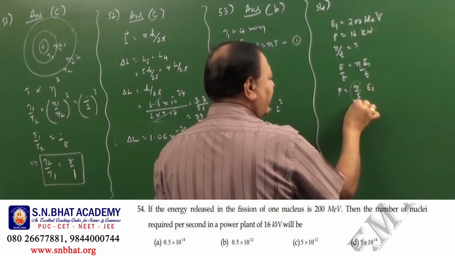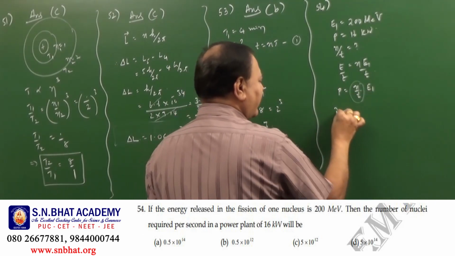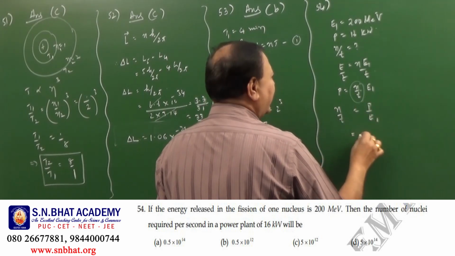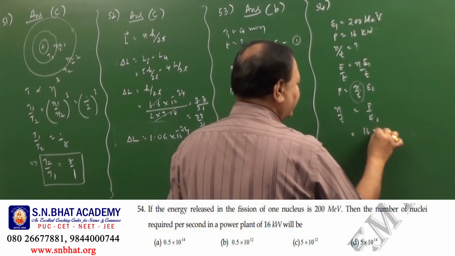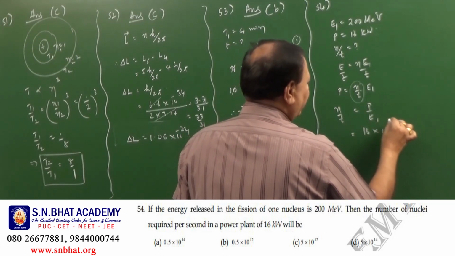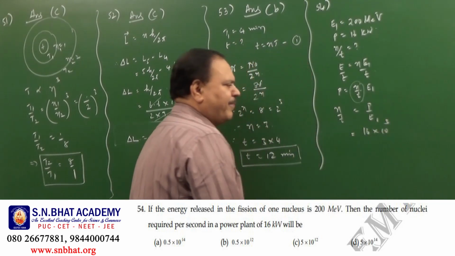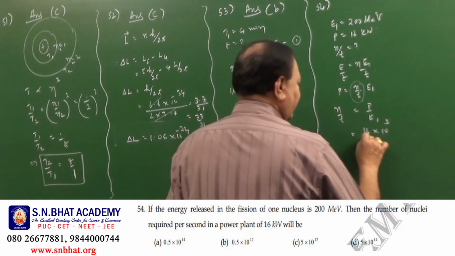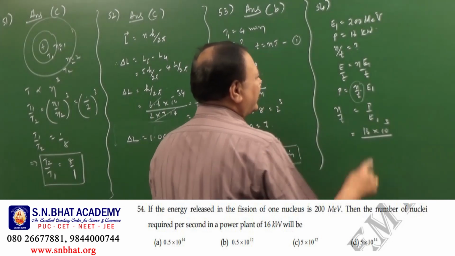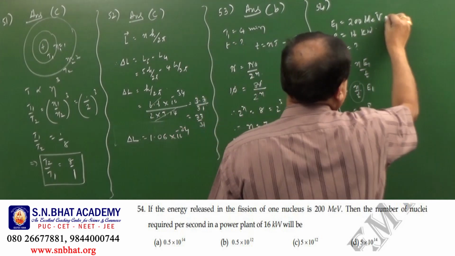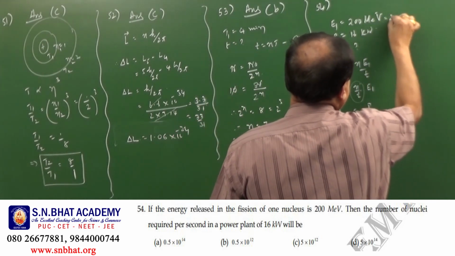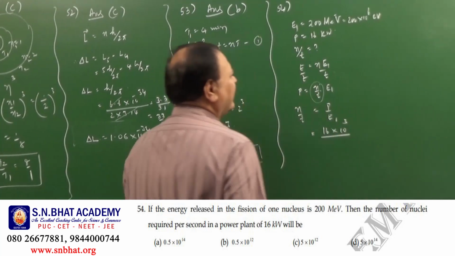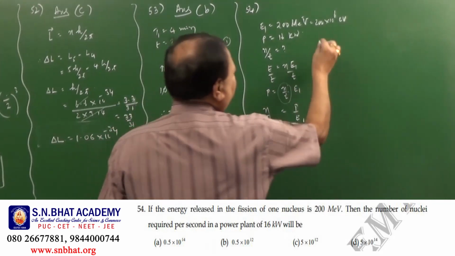And what you want is the number of nuclei required per second, that is nothing but P by E1. Your P is 16 kilowatt, 16 kilo into 10 to the power of 3. So that many joules per second divided by the energy, which is given as 200 MeV, that is 200 into 10 to the power of 6 electron volt, and you convert it into joules.